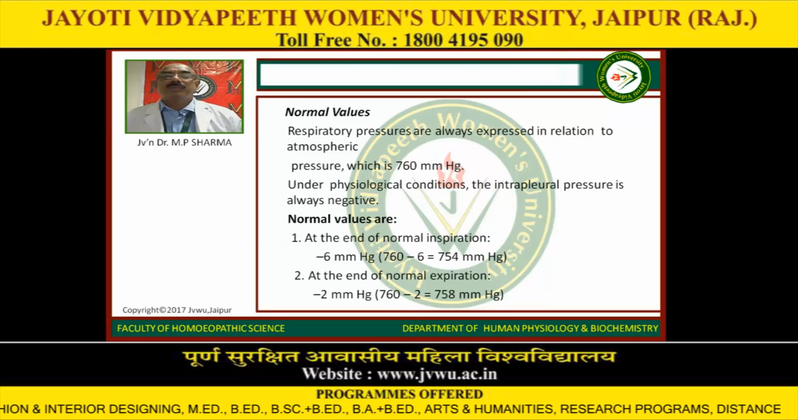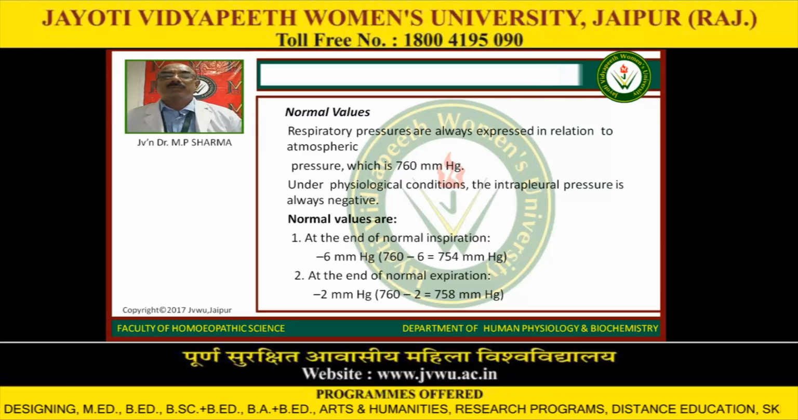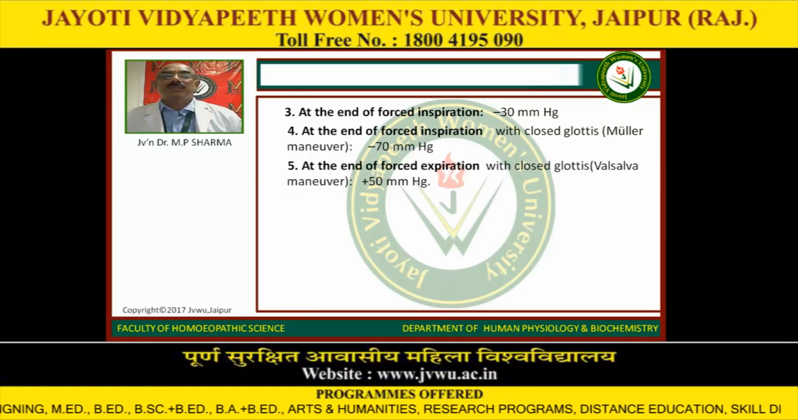Normal values of respiratory pressure are always expressed in relation to atmospheric pressure, which is 760 millimeter Hg. Under physiological conditions, the intrapleural pressure is always negative. So normal values: at the end of normal inspiration, minus 6 millimeter Hg. That means 760 minus 6 is equal to 754 millimeter Hg. At the end of normal expiration, minus 2 millimeter Hg. That means 760 minus 2 is equal to 758 millimeter Hg. At the end of forced inspiration, minus 30 millimeter Hg.